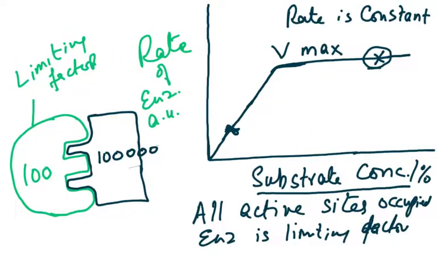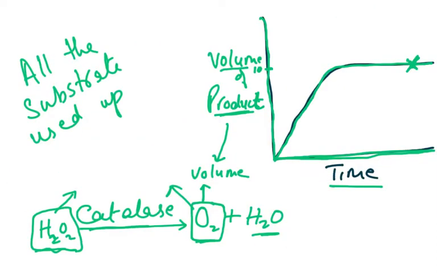So a similar graph with the same sort of shape, but here it was substrate concentration and here it was rate of enzyme action. While in this graph is time, and on the y-axis is the volume of the product. So please be very careful whenever you're doing MCQs on the chapter on enzymes. Please always read what is on the x-axis and what is on the y-axis.